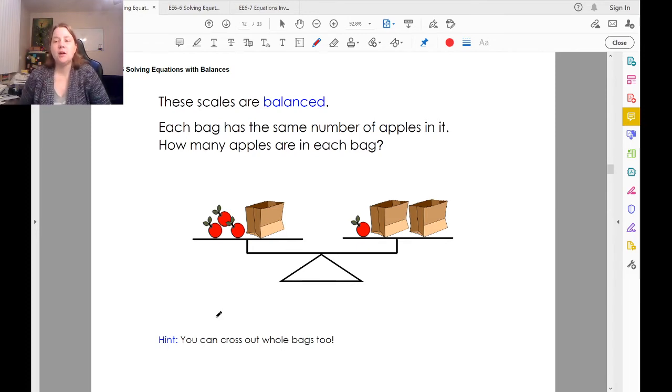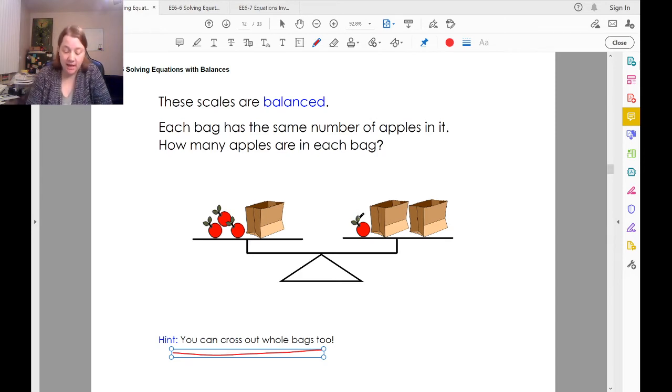These scales are balanced. Each bag has the same number of apples in it. How do we figure out how many apples are in each bag? So if we look, there's a nifty hint down at the bottom that tells us we can cross off whole bags too. So let's cross off everything that's on both sides of the scale, because we know that we can take both of those up without the scale overbalancing.